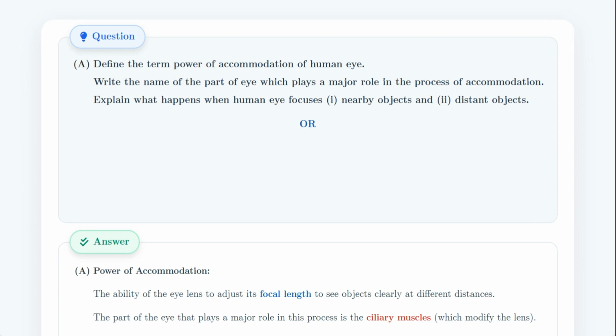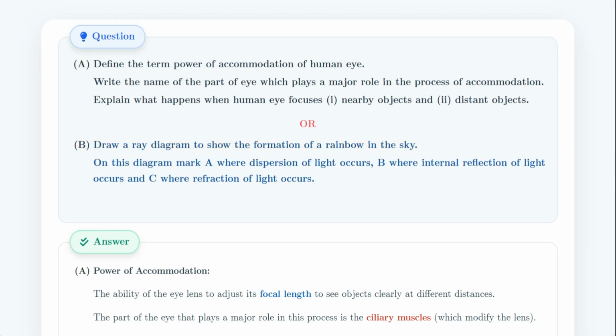Now, let's look at the alternative question, part B. Draw a ray diagram to show the formation of a rainbow in the sky. And on this diagram mark A where dispersion occurs, B where internal reflection occurs, and C where refraction occurs. Also, list two necessary conditions to observe a rainbow.